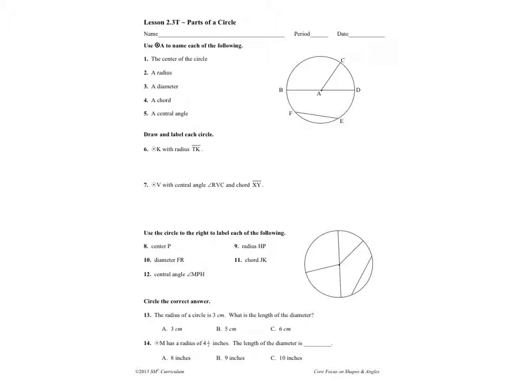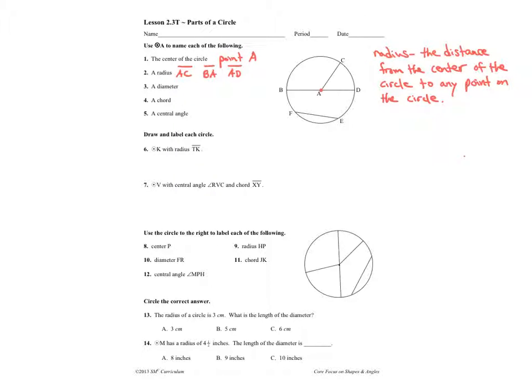Let's learn about parts of a circle. Point A is the center of the circle. Segment AC is one segment that displays the radius of a circle. Other radii are segment BA and segment AD. Radius is the distance from the center of the circle to any point on the circle.